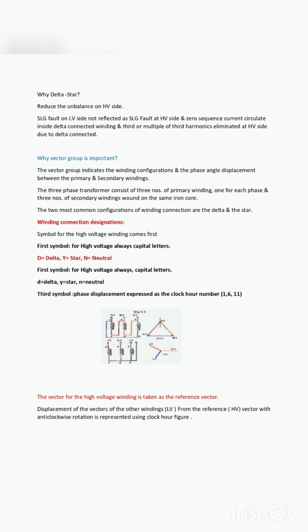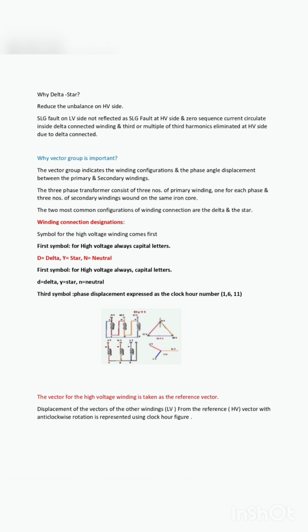Winding connection designations. Symbol for the high voltage winding comes first. First symbol, for high voltage, always capital letters. D equals delta, Y equals star, N equals neutral. Third symbol, phase displacement expressed as the clock hour number: 1, 6, 11.